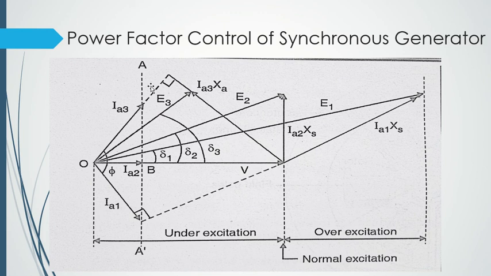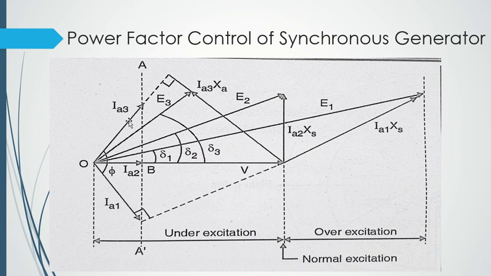So what will happen with my power factor this time? As my current is leading the voltage, my power factor will be leading this time. When your power factor becomes leading, such excitation, which we call IF3, corresponding to such a condition, is called the under excitation condition. Why? Because your excitation is not enough, since your current is leading your voltage, so it is called under excitation condition.